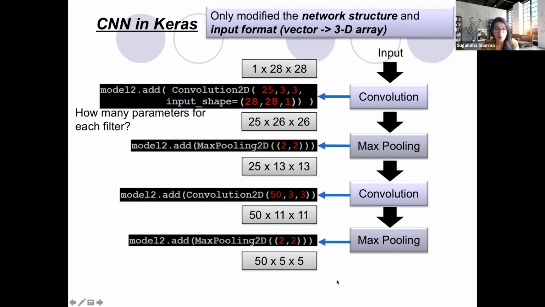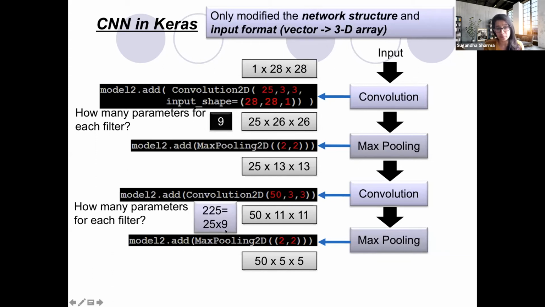And so the question is, how many parameters do we have for each filter in the first layer? Because we had 3 by 3 filters, the total number of parameters in each filter in the first layer is 9. That's per filter, and since we have 25 filters, it's actually 25 times 9. Similarly, how many parameters do we have for each filter in the second layer? That's going to be 25 times 9, which is 225. So that's the basic chain.